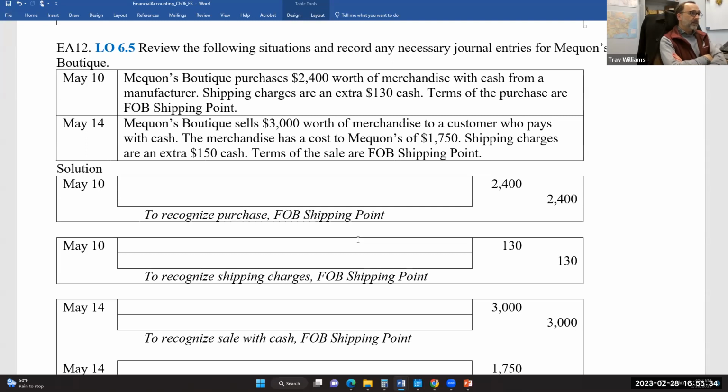So in this scenario, on May 10th, this boutique purchases $2,400 worth of merchandise. So they're the purchaser on May 10th. And there are shipping charges of $130 in cash. Okay, so they paid cash for the merchandise and they paid cash for the shipping charges. Because it's FOB shipping point, that means that the buyer is responsible for the shipping costs, so the buyer pays it.